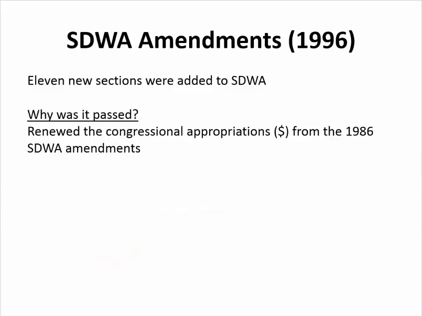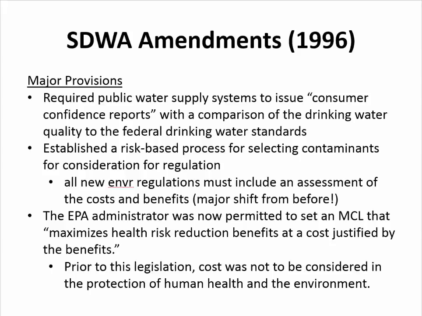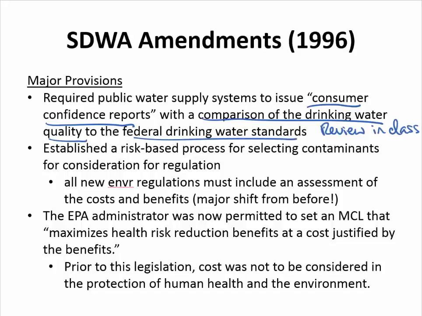There was another amendment in 1996. This amendment provided more appropriations to help states meet the SDWA, and it also provided new provisions. It required annual consumer confidence reports be provided for all citizens within a public water supply. These consumer confidence reports compare the data from the last year with federal drinking water standards. We will review these in class.